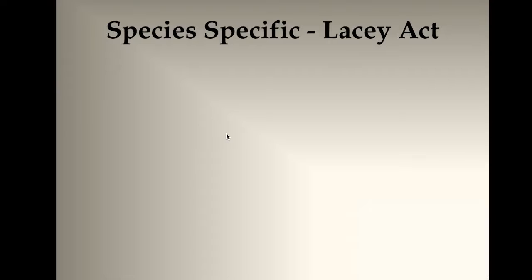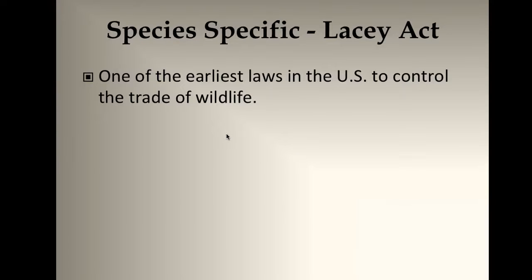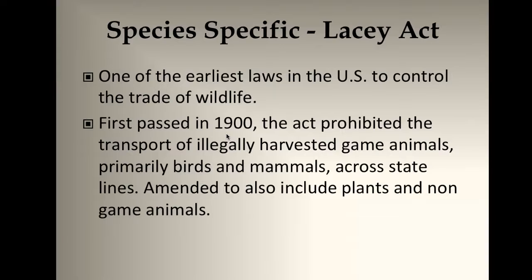Some species-specific act would be something called the Lacey Act, and this was one of the earliest legislations. Originally, it was signed so that you couldn't cross state lines with a specific bird or mammal, and it tended to focus on game animals, so deer, game birds, ducks, that sort of thing. Today it's been amended to include all plants and non-game animals as well.